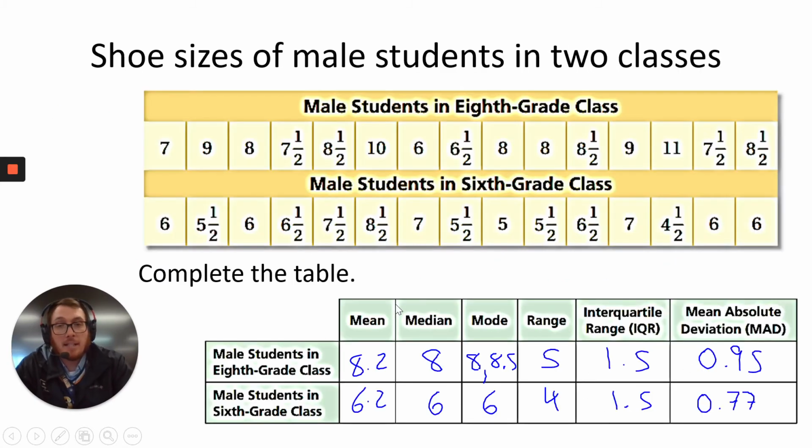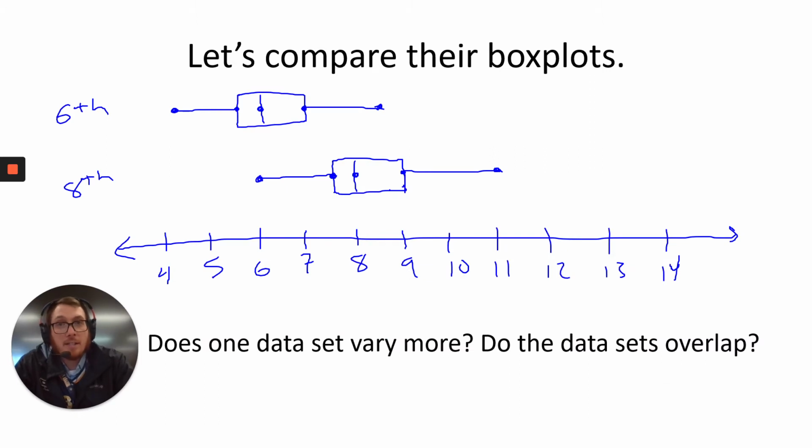And what that probably tells us is that the mean and median of the males in the 8th grade have larger shoes than the 6th grade, which makes sense because probably from 6th grade to 8th grade you've grown. However, they vary similarly, so there are some kids that have smaller or larger feet in a similar fashion in the 6th grade as they do in the 8th grade.